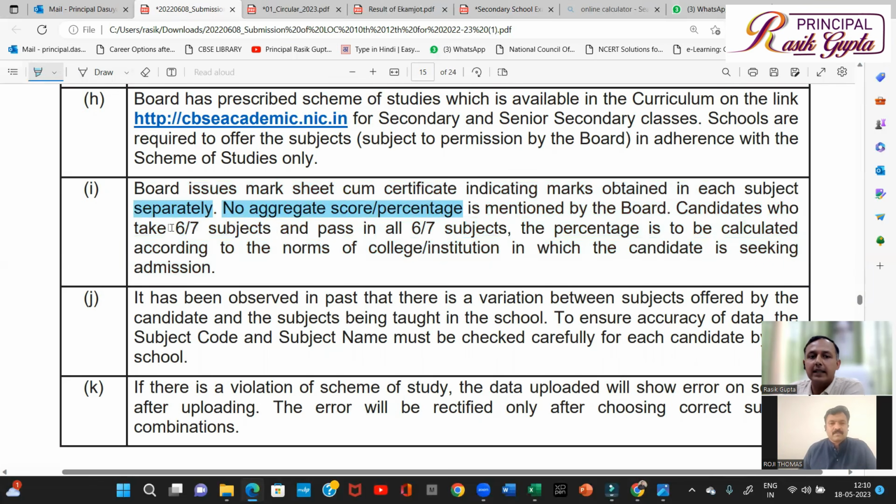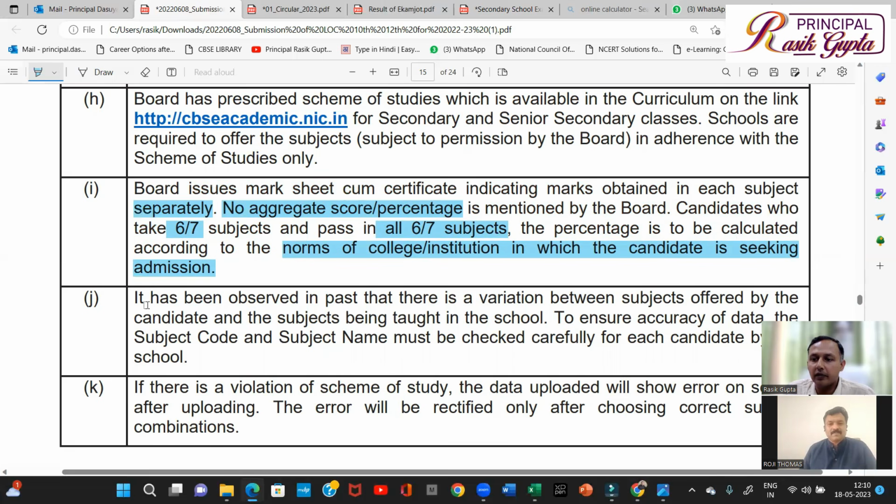Candidates who take 6 or 7 subjects and pass in all 6 or 7 subjects, the percentage is to be calculated according to the norms of the college or institution in which the candidate is seeking admission. Suppose after clearing 10th, you want to change your school and go to some other school, then that school will decide which subjects it is going to count for calculation of percentage.